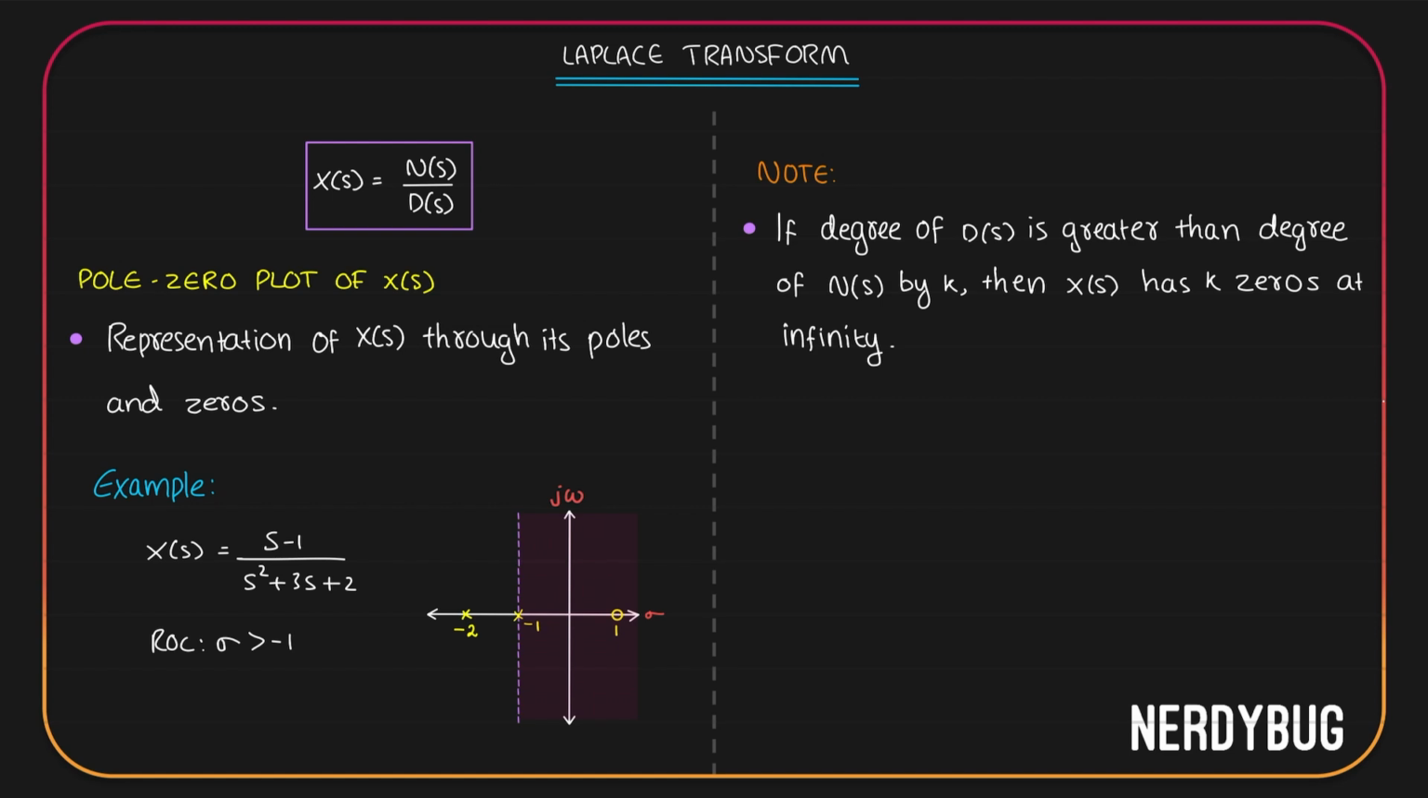Now, an important property of poles and zeros is this: if the degree of the denominator is greater than the degree of the numerator by k, then X(s) will have k zeros at infinity. To understand this, let us take an example.